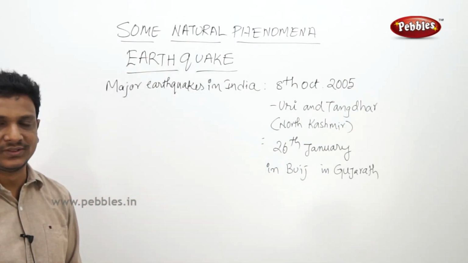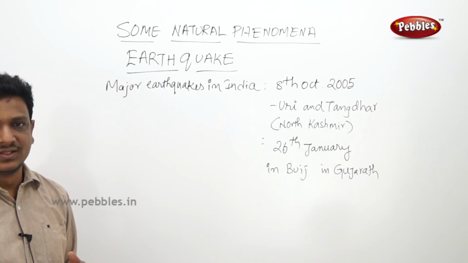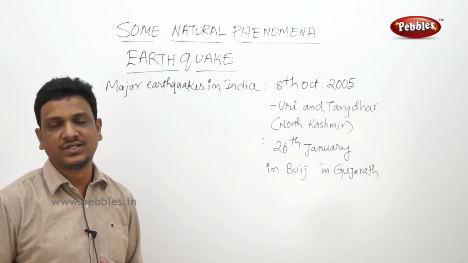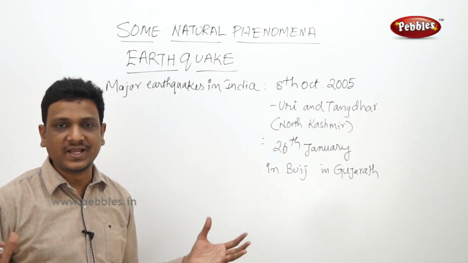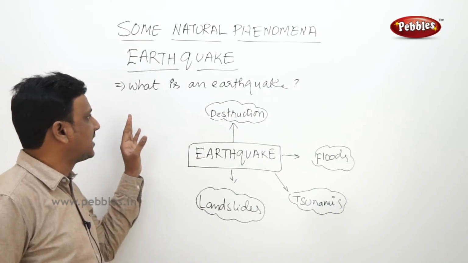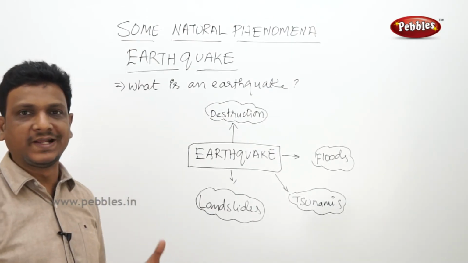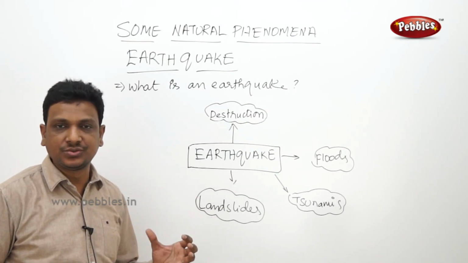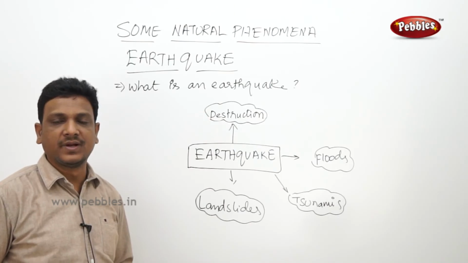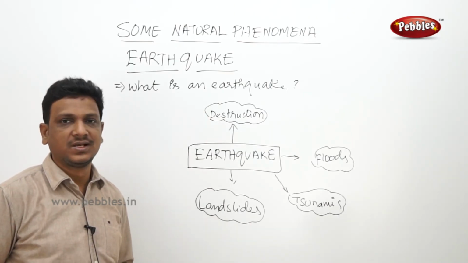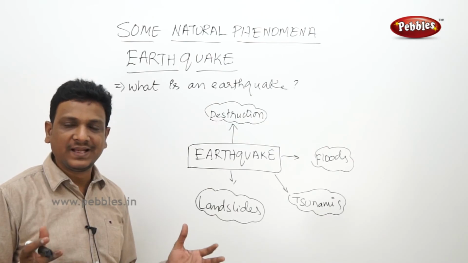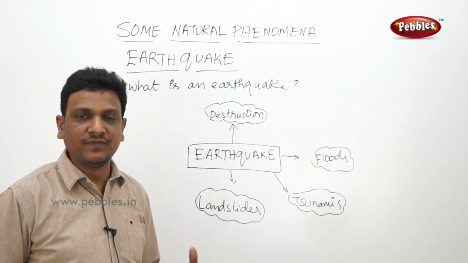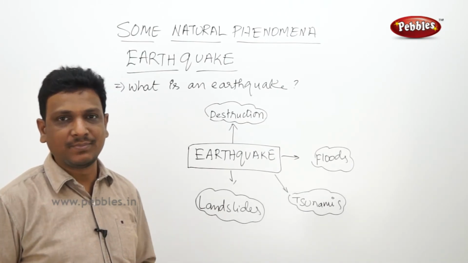So let us understand the physics behind these earthquakes: the scientific facts, how these earthquakes are caused, and what to do when an earthquake hits. Now let us see what an earthquake is. I told you that an earthquake is a natural disaster which causes a lot of damage to life and property. But actually, what happens when an earthquake hits? Earthquake is the shaking of land, the shaking of the earth. So the earth on which we are standing, if it shakes, what happens?